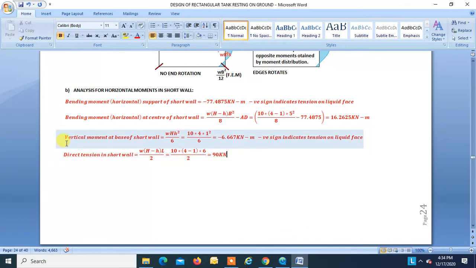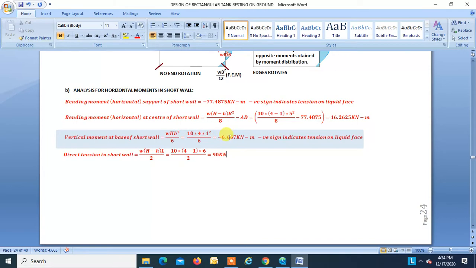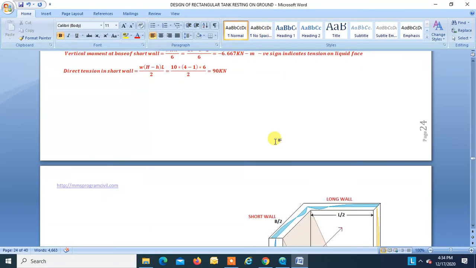Now, the vertical moment on the base of the short wall will remain the same as for the long wall, that is minus 6.667. Okay. The negative sign indicates tension.